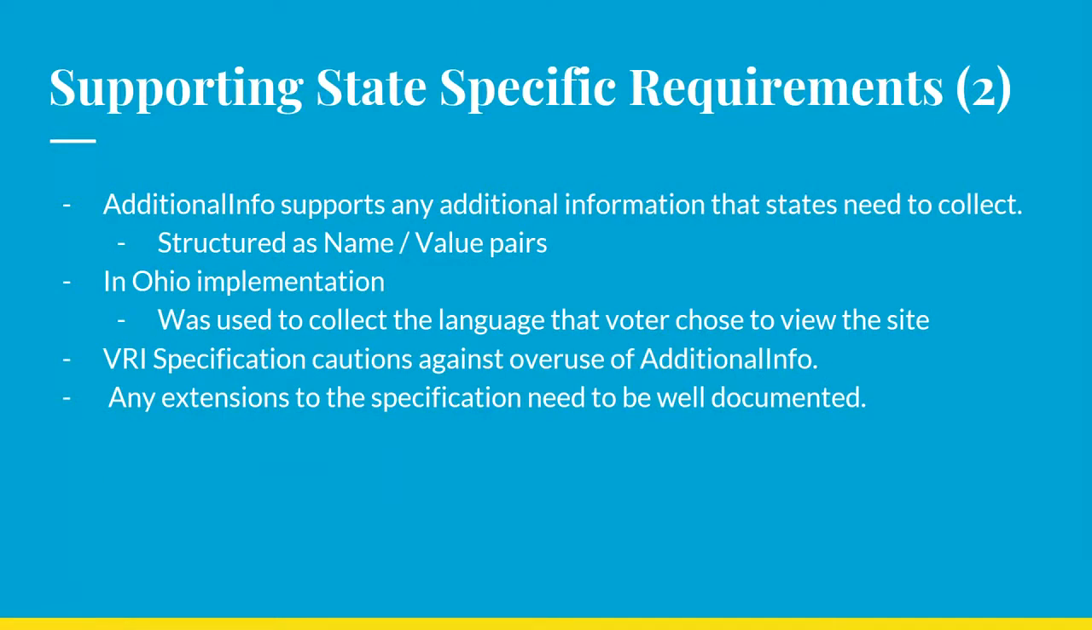Additionally, we support extensibility through named value pairs. An example of that would be if you wanted to collect additional data points. In Ohio, we needed to collect the language that the voter used to fill out the voter registration form, so we knew what information to send them, what language to send additional information to them in. And you can think of other use cases for that.